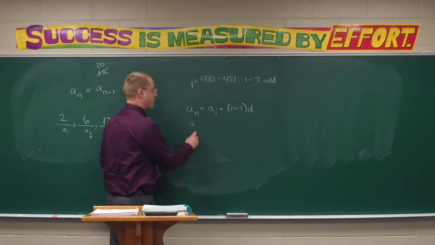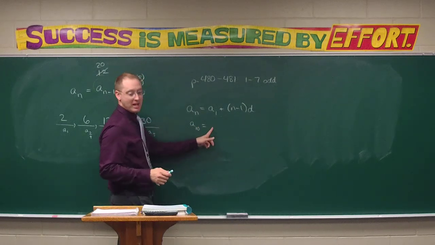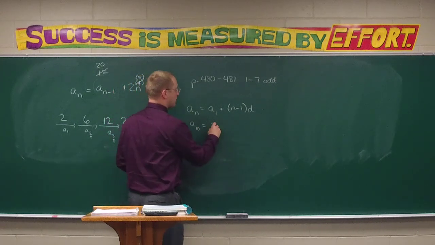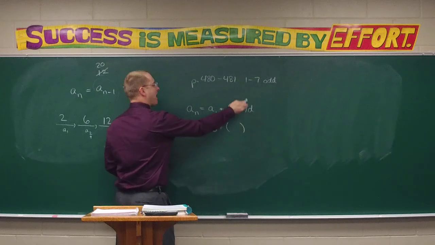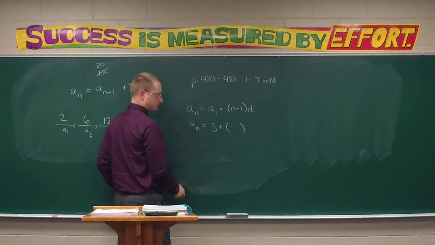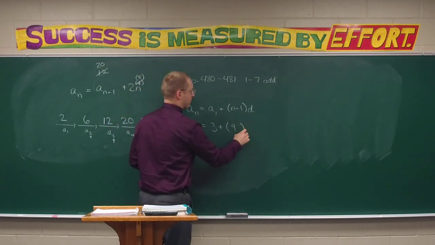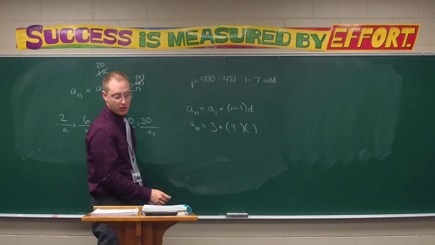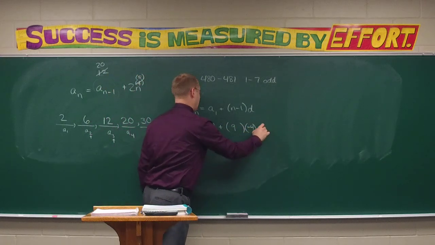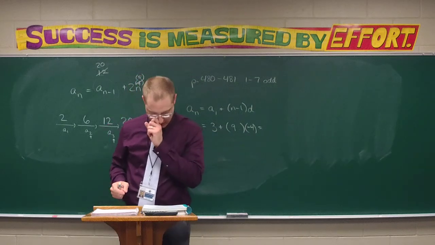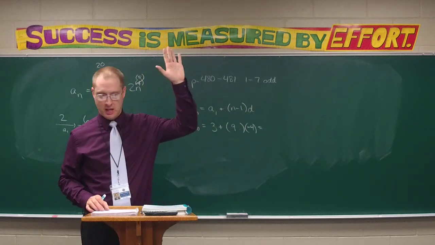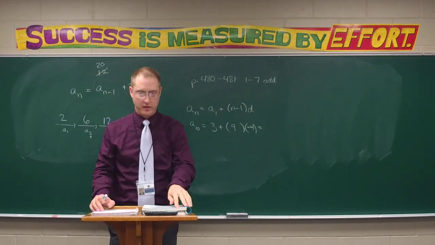Since they want specifically the 10th term, we'll be finding a sub 10, where we know a sub 1, they tell us, is 3. The n minus 1 becomes what number? 9. 9, 1 less than the term we're finding. The common difference they specifically said was -4. What is the 10th term? -33. -33. How many had that for number 7? Okay, questions at all on that?